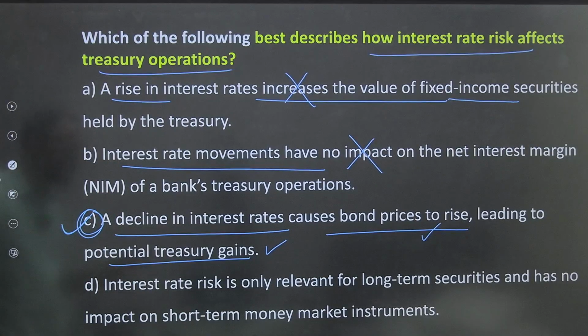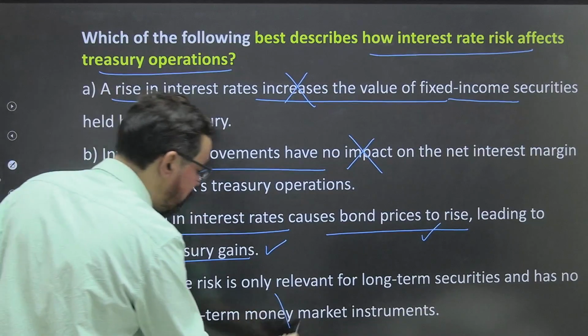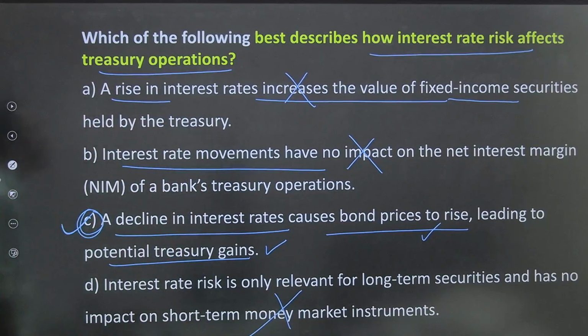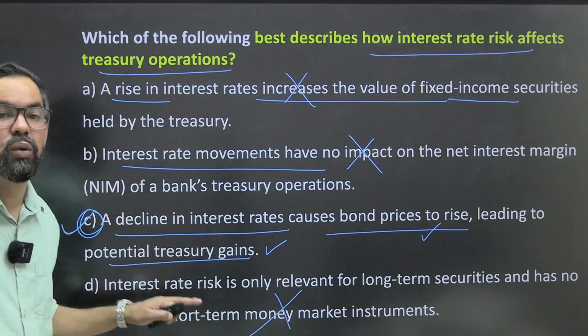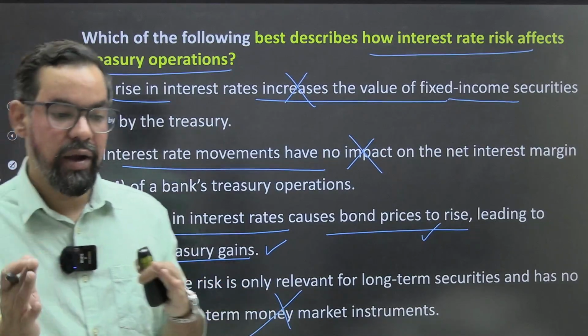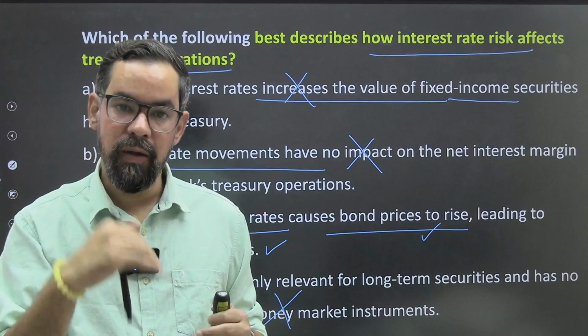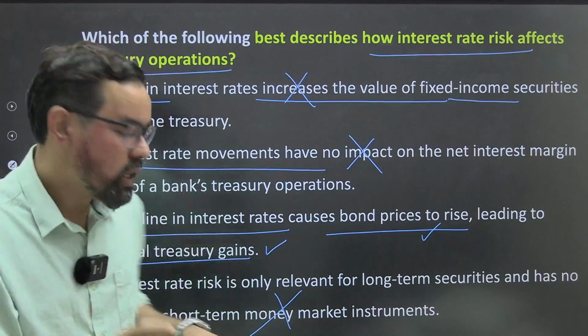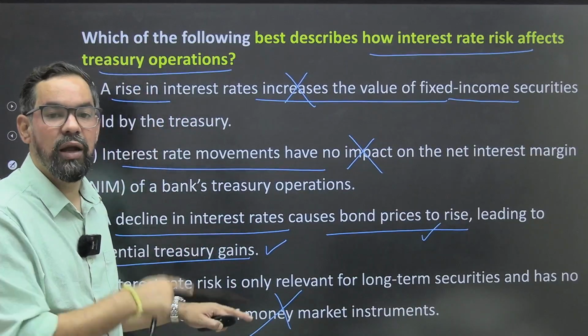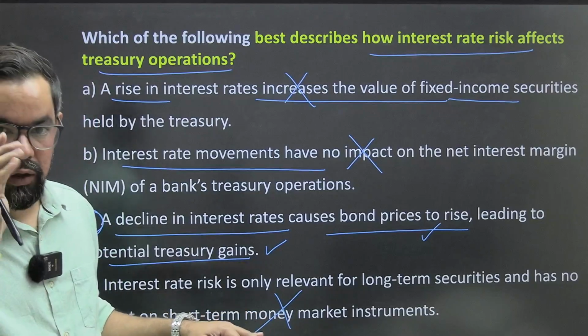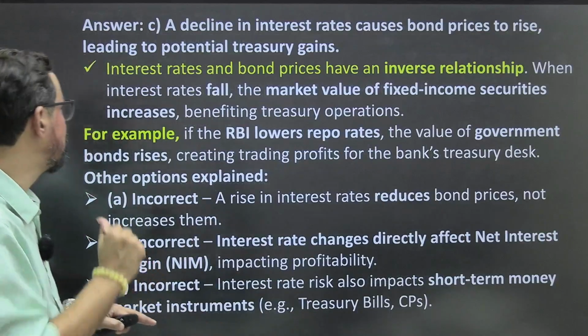Interest rate risk is only relevant for long-term securities and has no impact on short-term money market? They do have impact on short-term money market instruments, and even this is the very first market that generally gets affected by interest rates. Let's say if RBI makes any changes in repo rate, the money market is the very first market that will get affected by that particular change itself, right? So C will be the right answer.